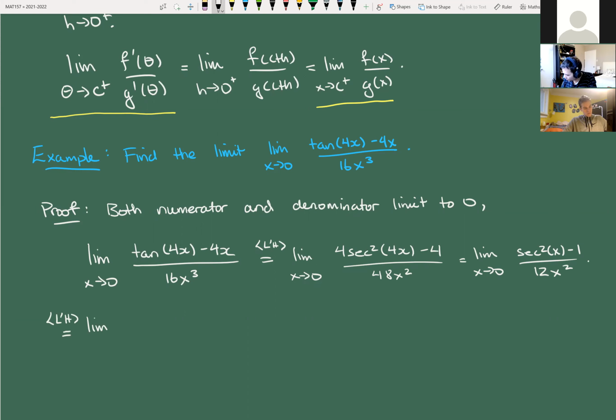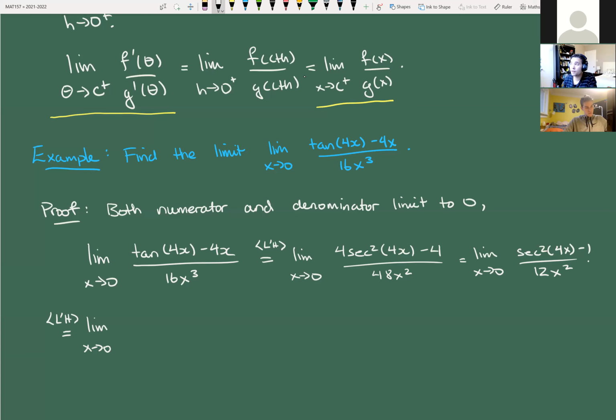And again, as far as we know, this is rough work, because if you eventually get to a limit that doesn't exist, none of this was valid. But if you do eventually get to a limit that does exist, it's okay. So I'm going to L'Hopital again. Oh, shoot, this should be secant squared 4x minus 1, sorry.